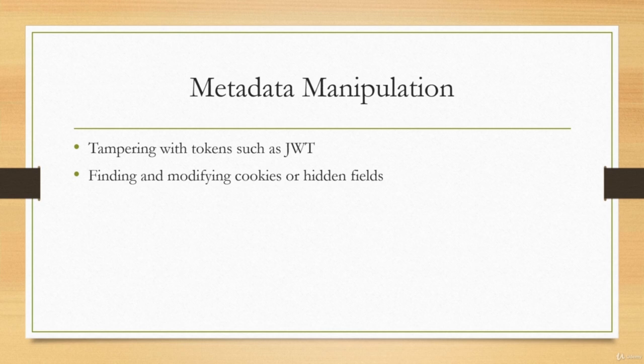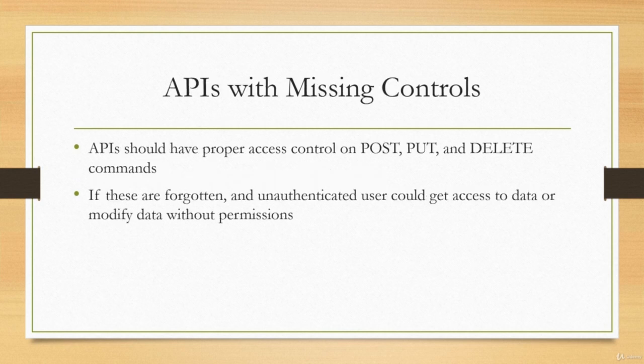So different metadata things like web tokens or cookies can often be manipulated to try to find an escalation of privilege. It typically involves things like changing a role to admin, for instance, or doing something like that which will allow you to impersonate an administrator without actually being an administrator. And that would be through metadata manipulation.